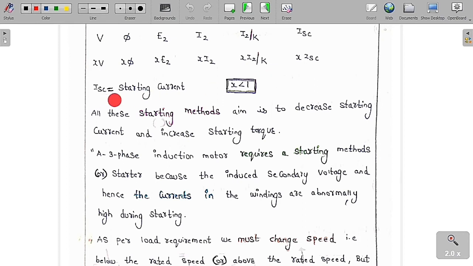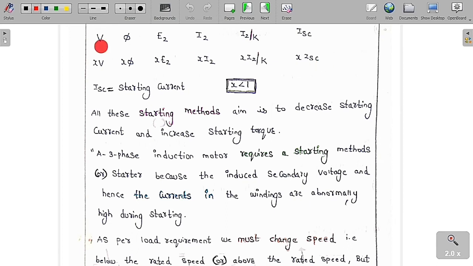ISC is the starting current, and X is always less than 1, because we are going to reduce the voltage. If we reduce the voltage, all the things are reduced by a factor of X. So this is the basic agenda of all the starting methods. Whenever you decrease the value of voltage, all the things are decreased by a factor of X.